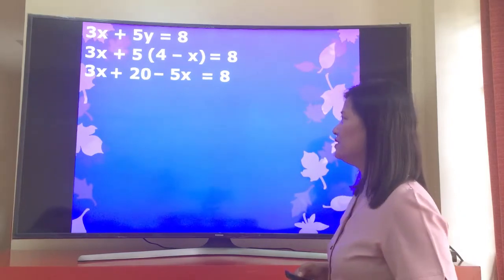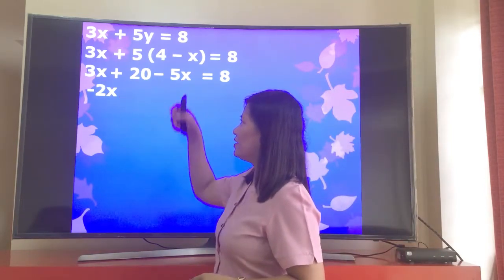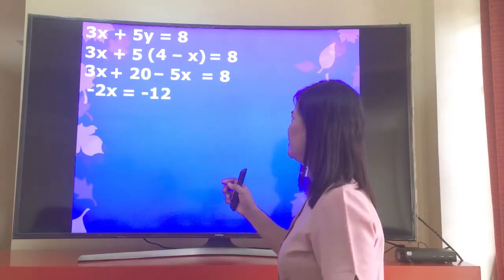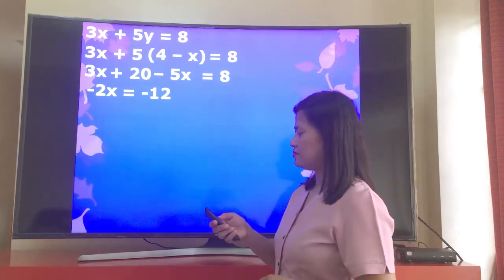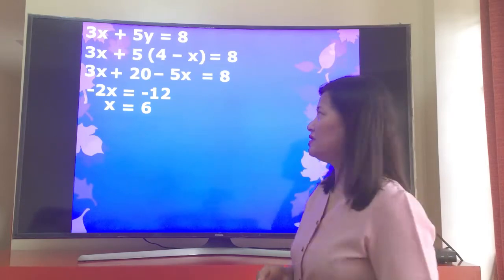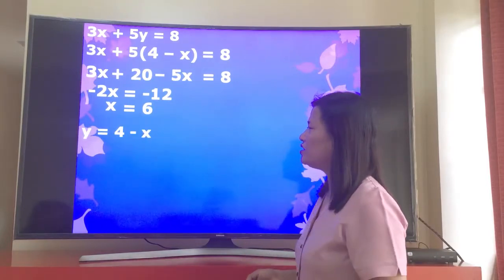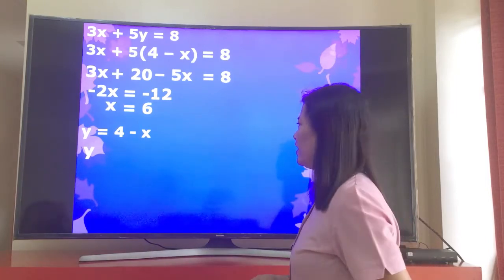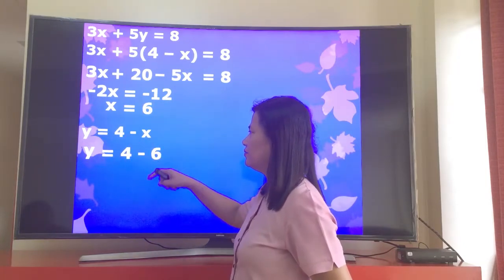Combining similar terms, we have negative 2x from 3x minus 5x. That is equal to negative 12 from 8 plus negative 20. Dividing both sides of the equation by negative 2, we have x is equal to 6. So we substitute 6 for x in equation 2. y is equal to 4 minus x. So we have y is equal to 4 minus our x is 6.